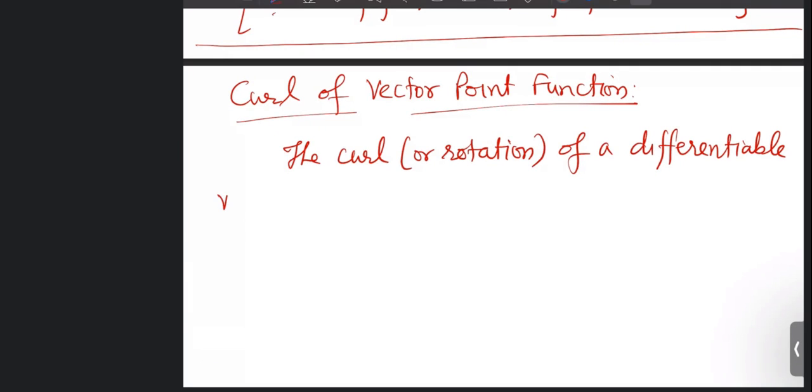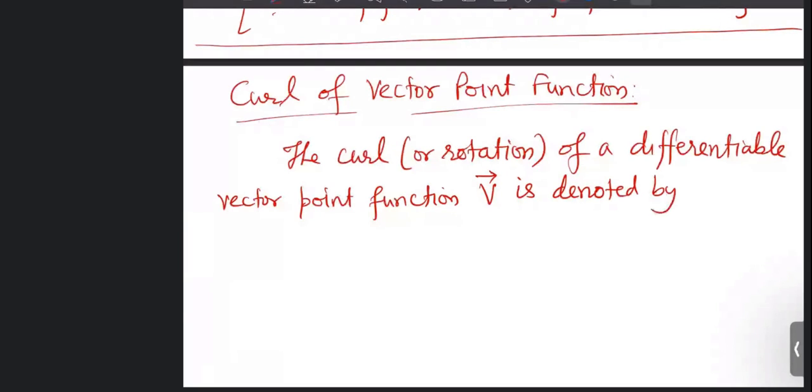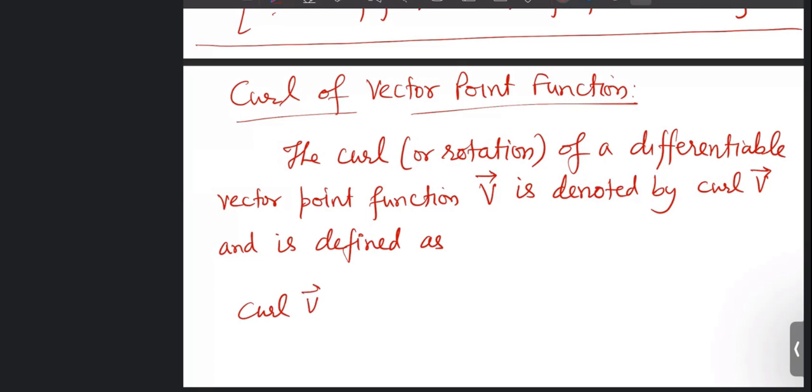Vector point function V is denoted by curl of V and is defined as: curl of V is equal to del cross V, a cross product of two vectors.